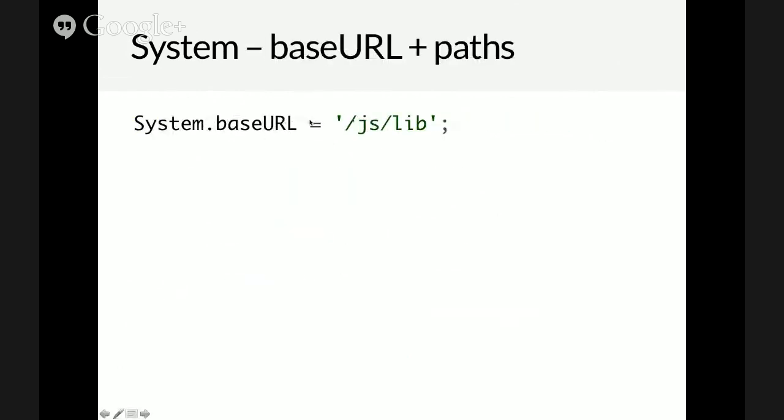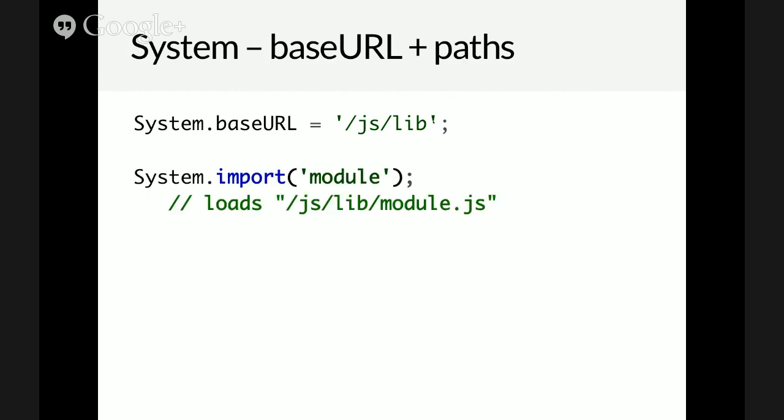There's also a base URL, and that specifies the default path to look for all module names. So this is kind of like Steel's root, or old Steel's root. So if I were to do system import module, that would look for module.js in JSLib module.js.